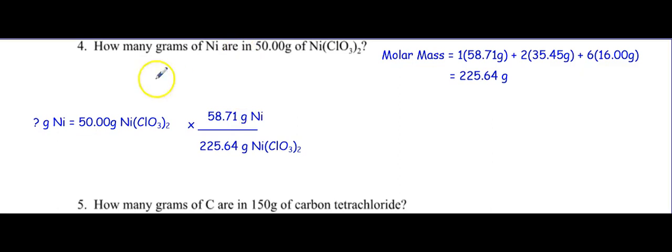So what's going to happen next? Grams of nickel 2 chlorate, grams of nickel 2 chlorate cancel out. What's the unit left? Grams of nickel. Life is really good right now. So go ahead and go 50 times 58.71 divided by 225.64, and what do we get?